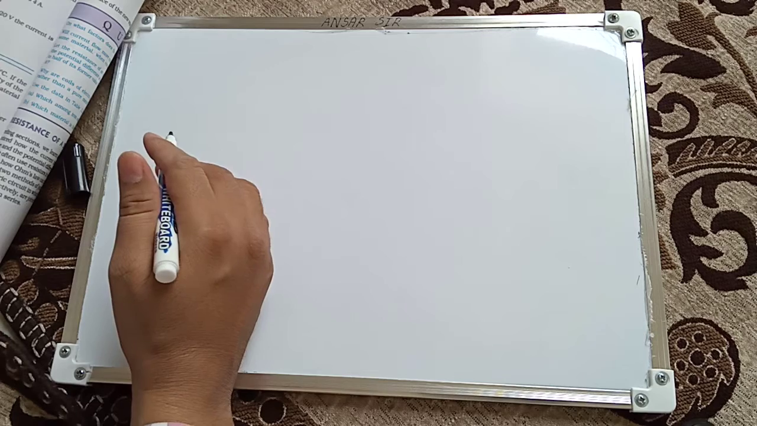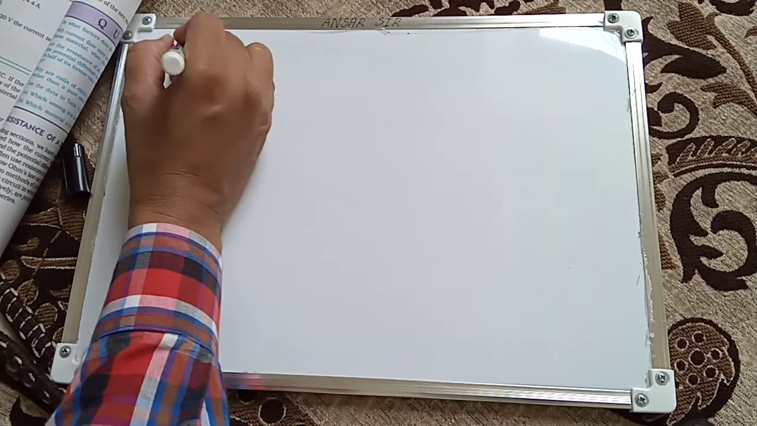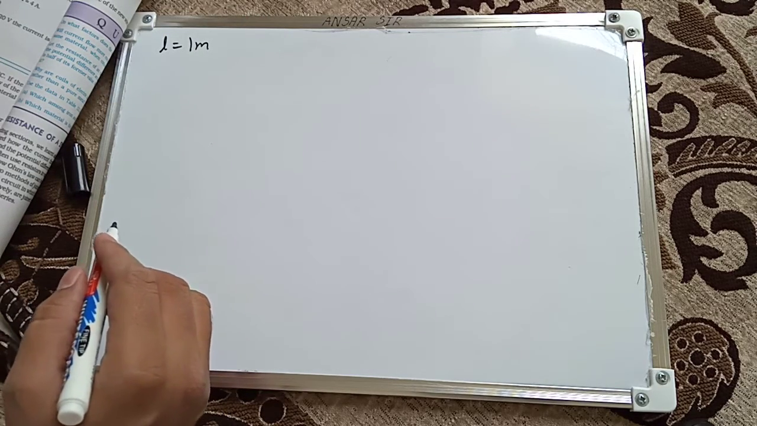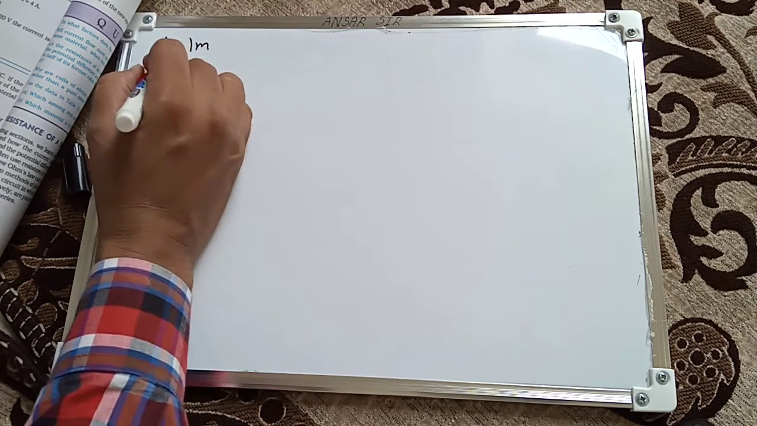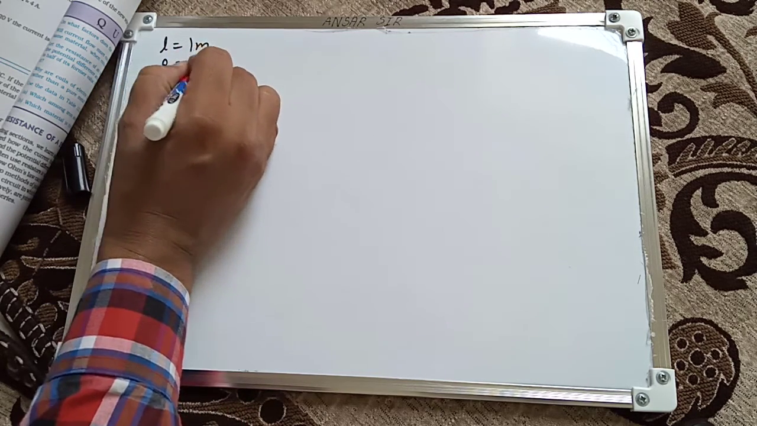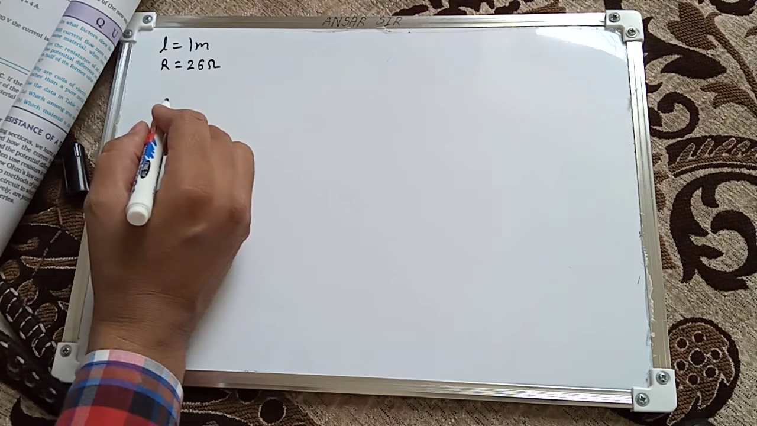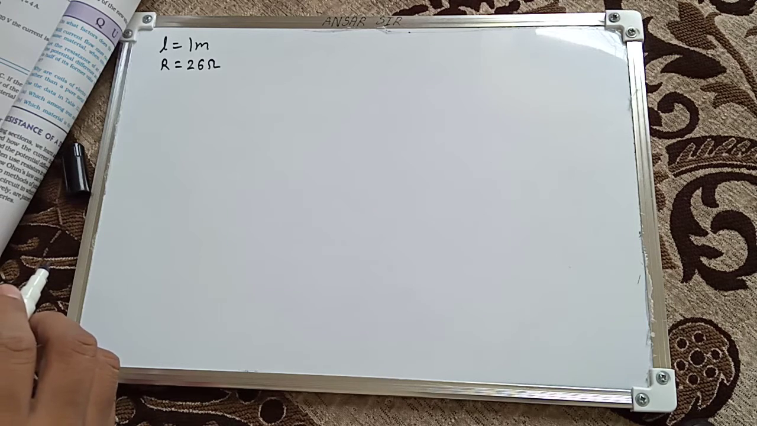See, the question says resistance of a metal wire of length 1 meter. So length of the wire is 1 meter. I have written length to be 1 meter. Then resistance is 26 ohms. So resistance is 26 ohms. It is given. The third thing that they have given is the temperature, but it is useless here. There is no use of the temperature.